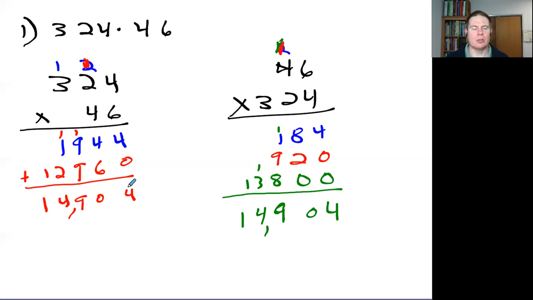Same as 14,904. Right? The commutative property says you can multiply whichever number is in whichever place you want. But in general, this first way is a little bit faster. The fewer terms you have to add up at the end, the faster it is. So you want this bottom number to have the fewest digits possible within the problem. All right, but let's look at another example where we might think it goes a particular way, but we actually want to do the opposite.